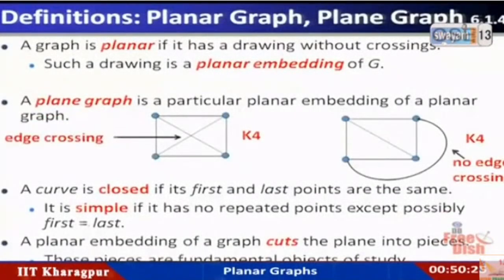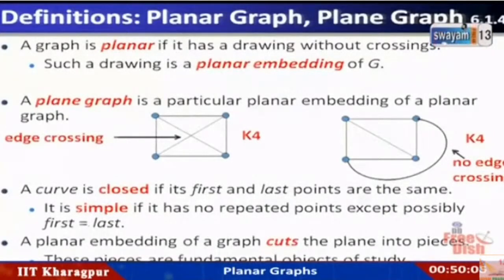Definitions for planar graphs and plane graphs. A graph is planar if it has a drawing without crossings. Such a drawing is a planar embedding of the graph. A plane graph is a particular planar embedding of a planar graph.